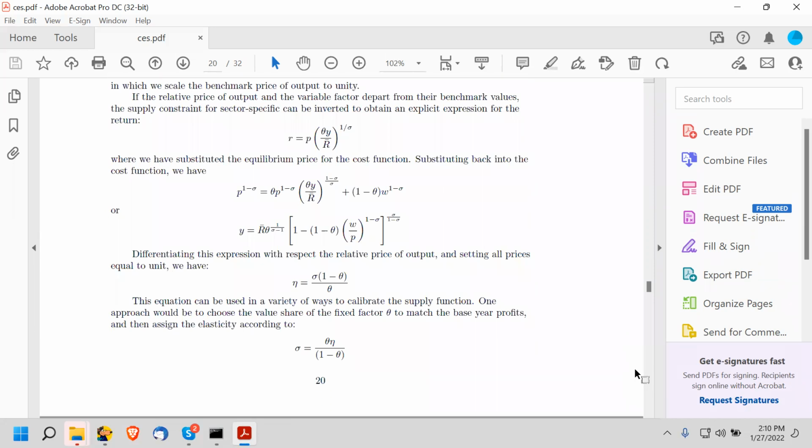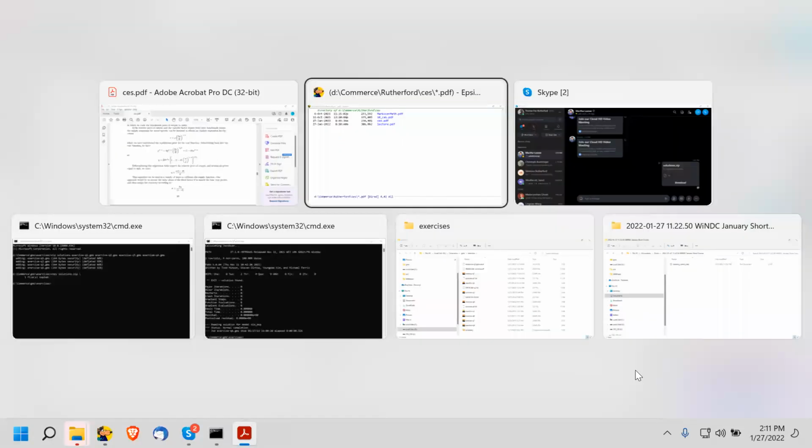that the elasticity of supply is equal to the elasticity of substitution times (1 minus theta) over theta, where theta is the value share of the specific factor. So what this tells us is that if the value share of the specific factor is equal to 1/2, and the variable factor is equal to 1/2, then the elasticity of supply is the elasticity of substitution. That's the same. So I do that in the model that I put up here.